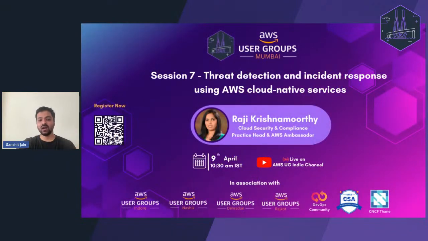With that, we move to today's session, which is threat detection and incident response using AWS Cloud Native Services. We'll understand different services and how we can achieve threat detection and incident response in an automated fashion.